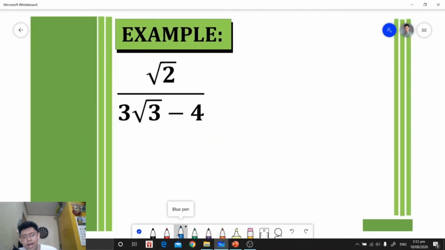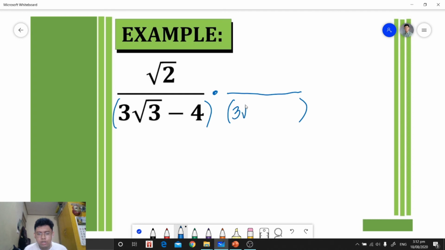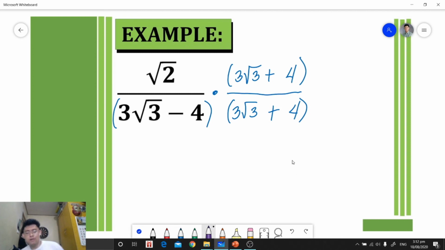So for example, we have square root of 2 all over 3 square root of 3 minus 4. So in this case, we're going to multiply our numerator and denominator by the conjugate of our denominator. So we will just copy the terms of our denominator, 3 square root of 3 and 4, and then get the opposite operation, which is addition. So since we're going to multiply our denominator by this, we're also going to multiply our numerator by square root of 3 plus 4. And then we can now apply multiplication of radicals.